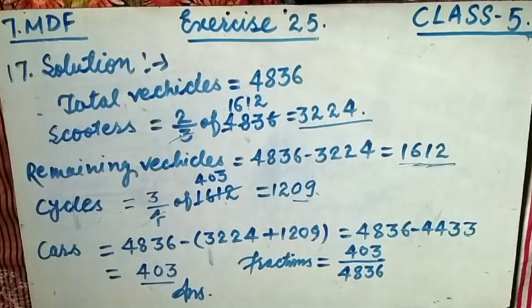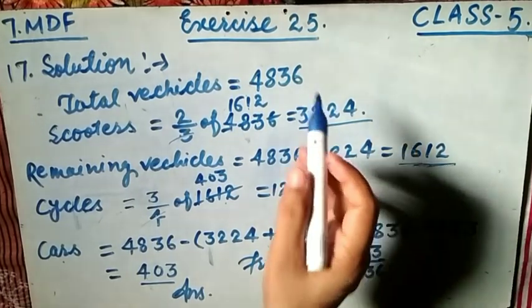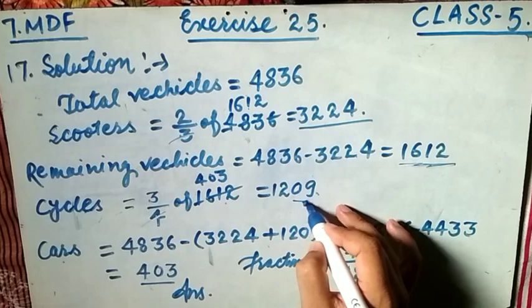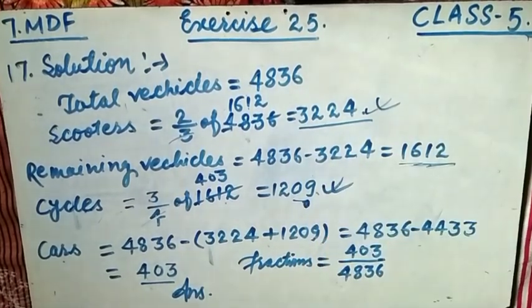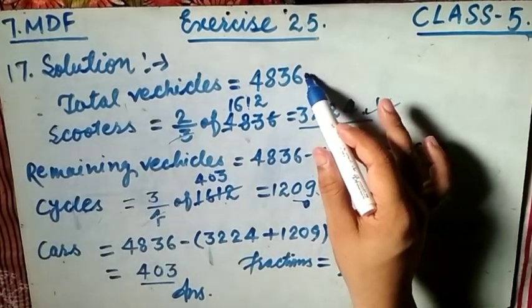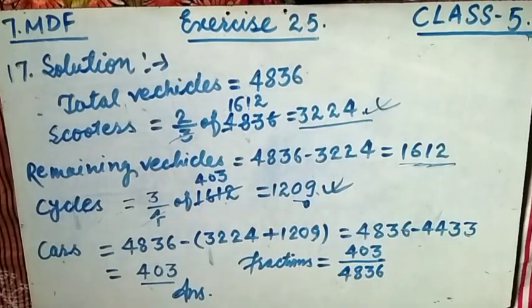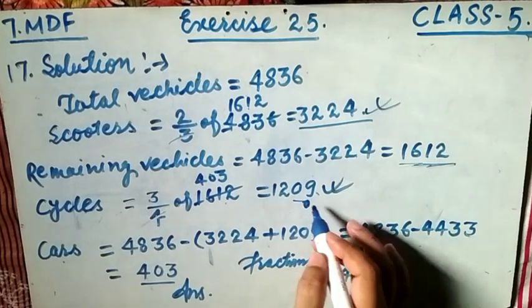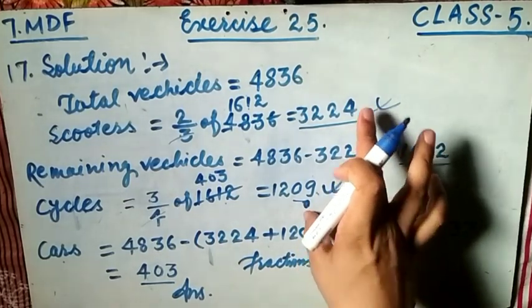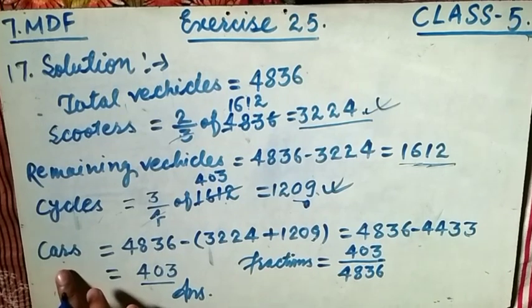Now what about the cars? Yes, now the number of cars is the sum of all these. First, to find the sum, these are the scooters and cycles. If we remove scooters and cycles from the total vehicles, we will get the total number of cars. So write the total vehicles first, then put the minus sign, then add these two, then subtract after adding these two numbers. Finally we will get 403. 403 is the total number of cars.